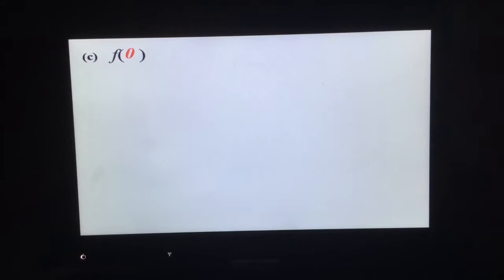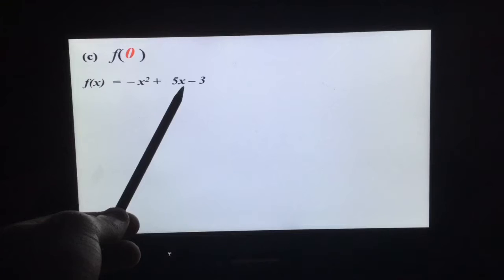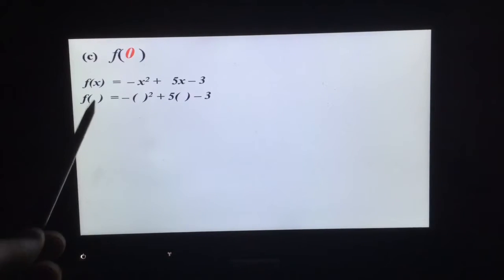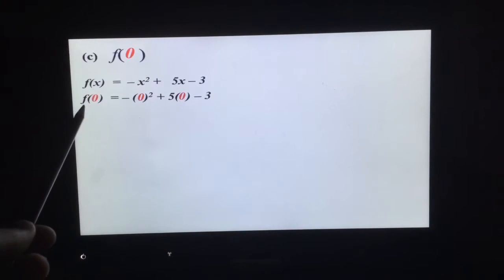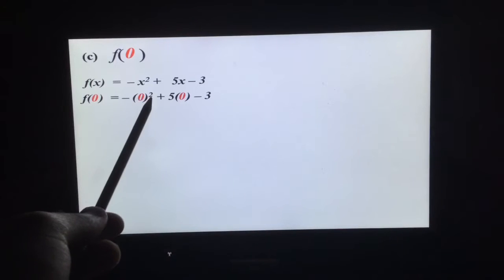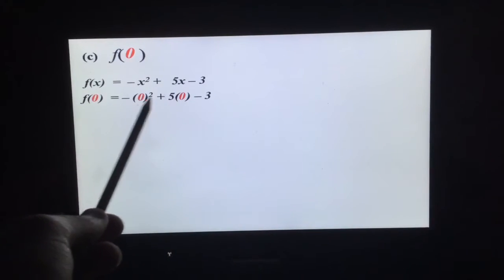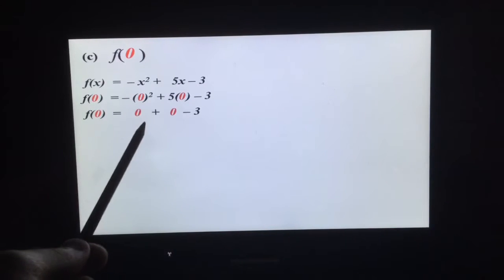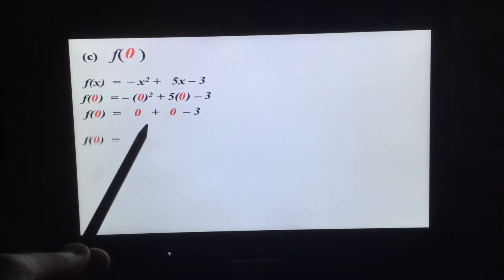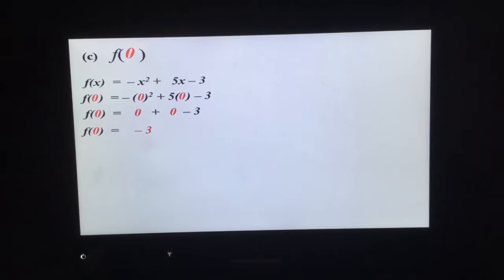All right, so hopefully you got this one correct. We're going to take this function again. We're going to take these 3 x's and change them to parentheses. We're going to put 0 in all of them. So f of 0 equals negative 0 squared plus 5 times 0 minus 3. These two right here just turn into zeros anyway. So 0 plus 0 minus 3, that's going to get you negative 3.